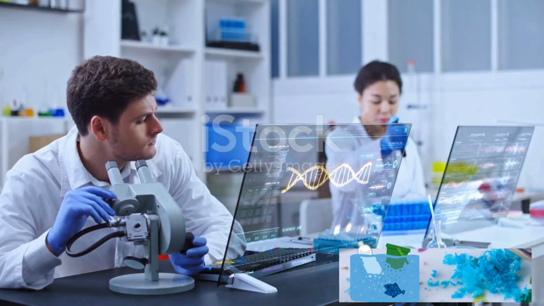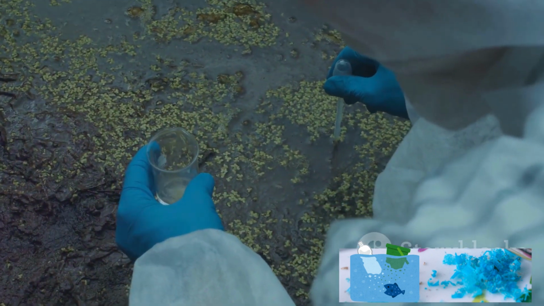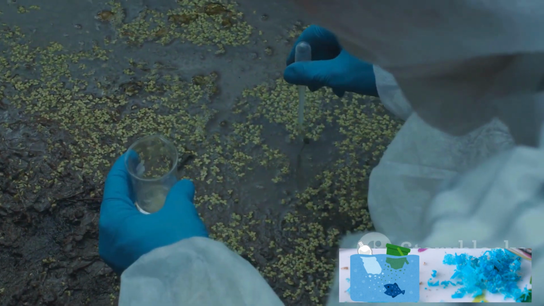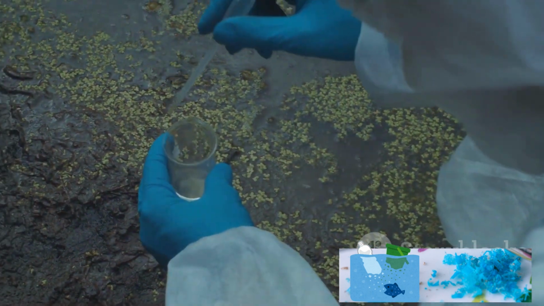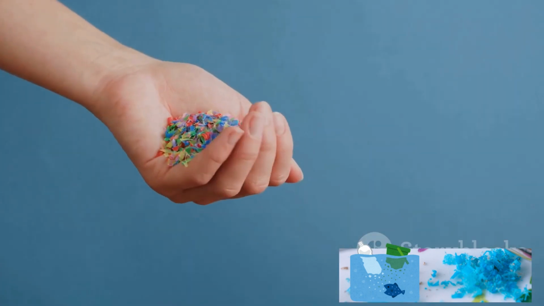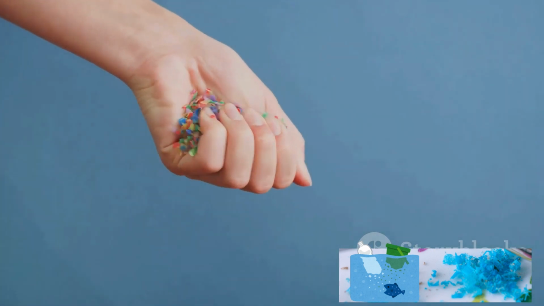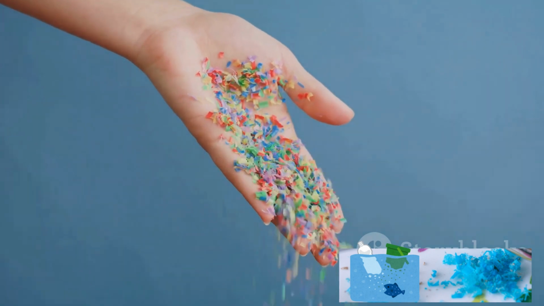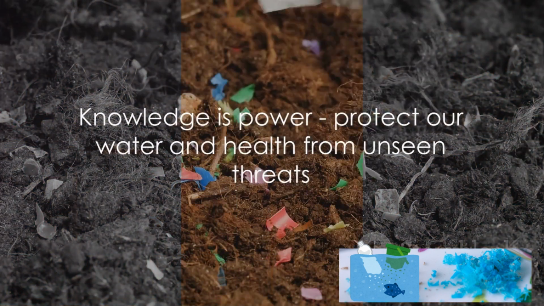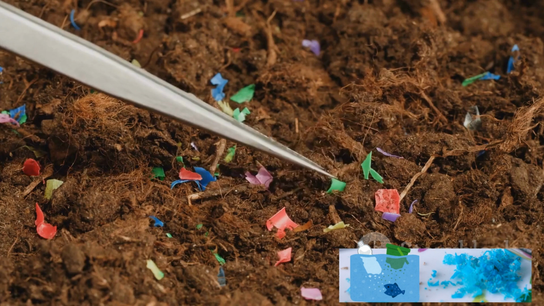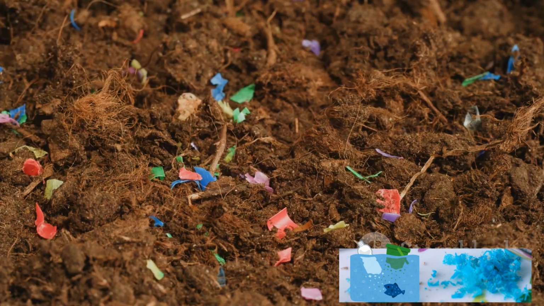In summary, understanding the presence of microplastics in water is of great importance. It starts with collecting a water sample, followed by filtration, staining, observation, and quantification. Each step plays a critical role in detecting and understanding the extent of microplastic contamination. Remember, knowledge is power, and in this case, it's the power to protect our water and our health from unseen threats.